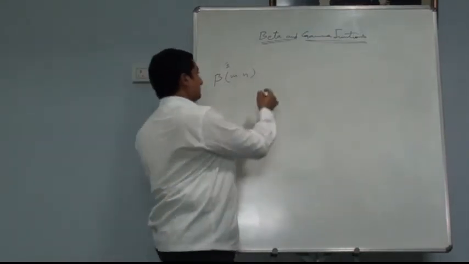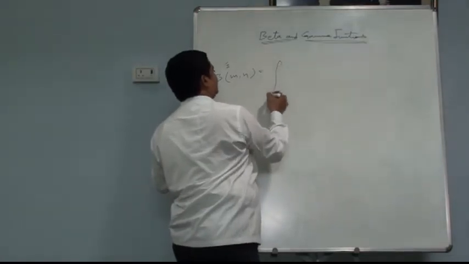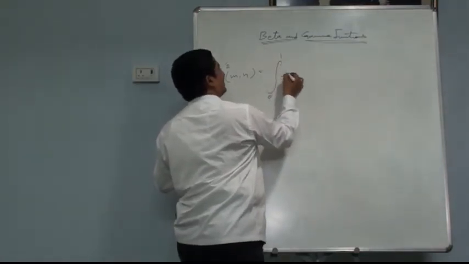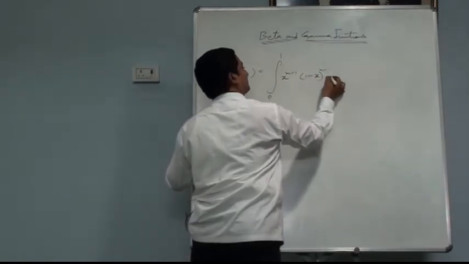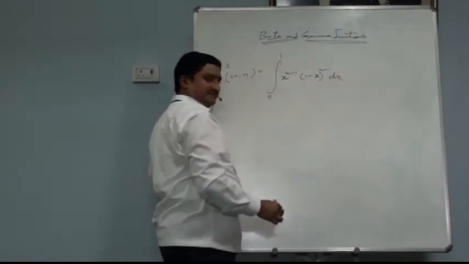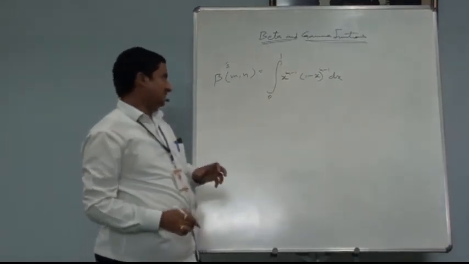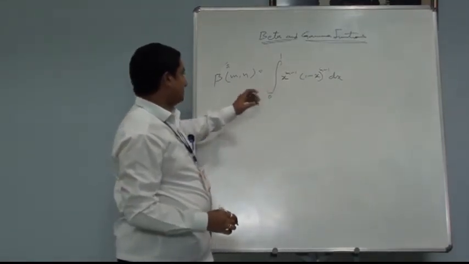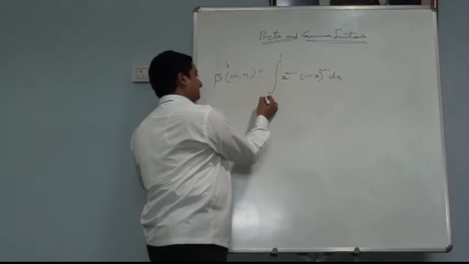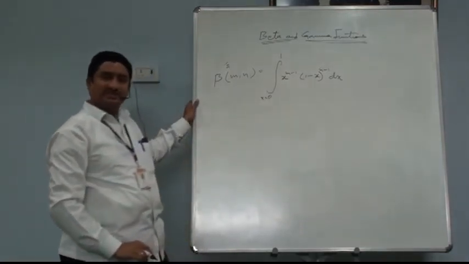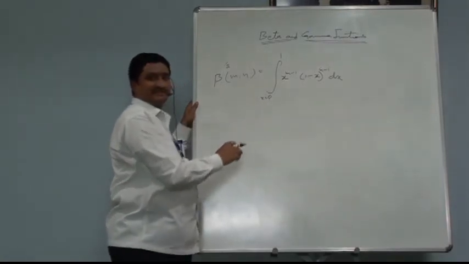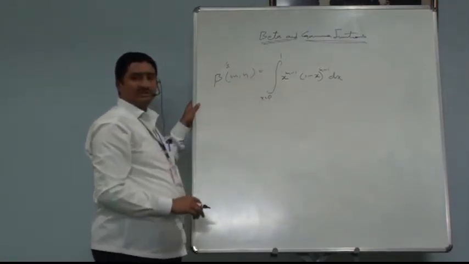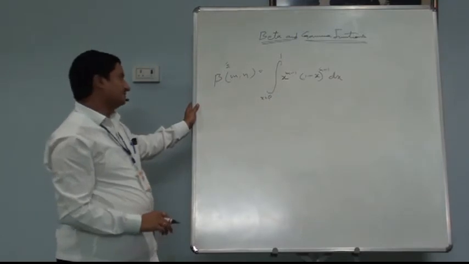If the definite integral from 0 to 1 of x power m minus 1 into 1 minus x whole power n minus 1 dx exists, this existing value we call beta of m comma n, right?